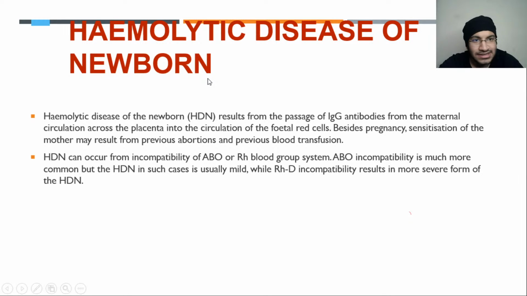Now comes the hemolytic disease of newborn. Hemolytic disease of the newborn results from the passage of IgG antibodies from the maternal circulation across the placenta into the circulation of the fetal red cells. Besides pregnancy, sensitization of the mother may result from previous abortion and previous blood transfusions. Hemolytic disease of newborn can occur from incompatibility of ABO or RH blood group system, and ABO incompatibility is much more common, but the HDN in such cases is usually mild, while RHD incompatibility results in a more severe form of the HDN.